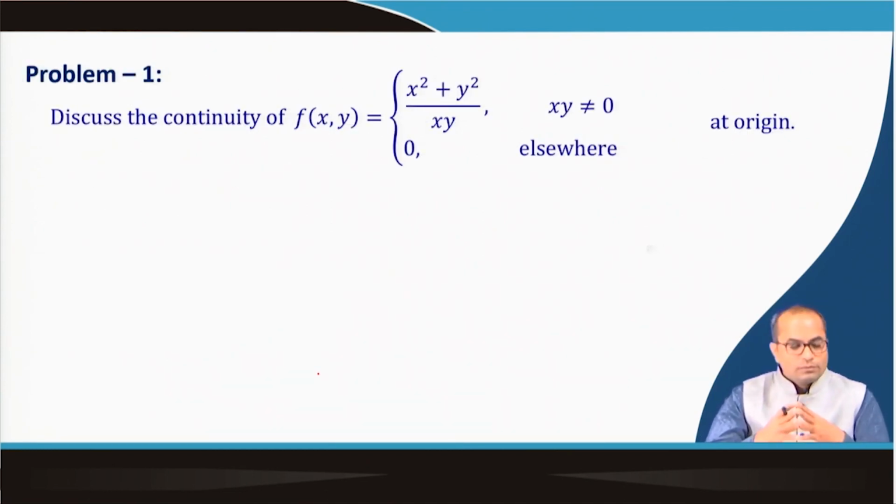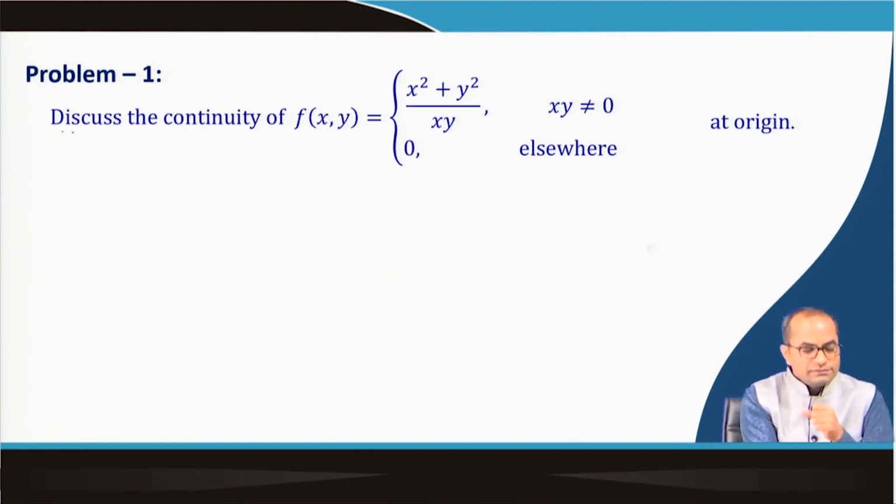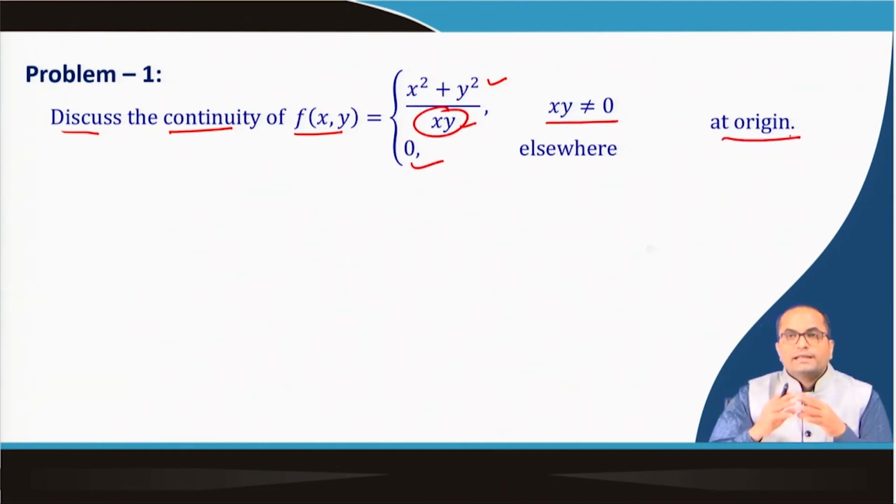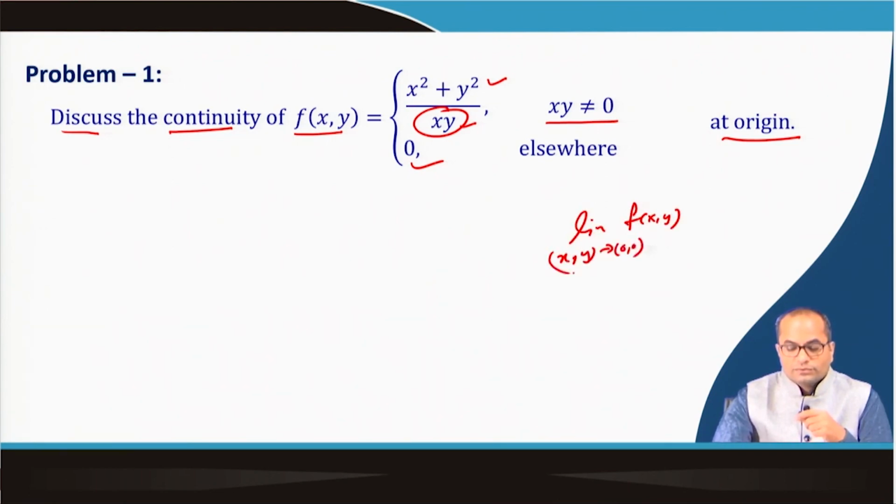Coming to the problems here. In the first case we will discuss the continuity of f(x,y) = (x² + y²)/(xy) when xy is not equal to 0, and elsewhere this is 0, and we will check this continuity at the origin. That means we need to get the limit of f(x,y) as (x,y) goes to (0,0).